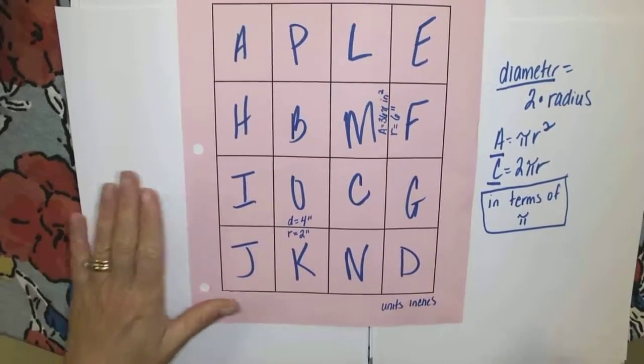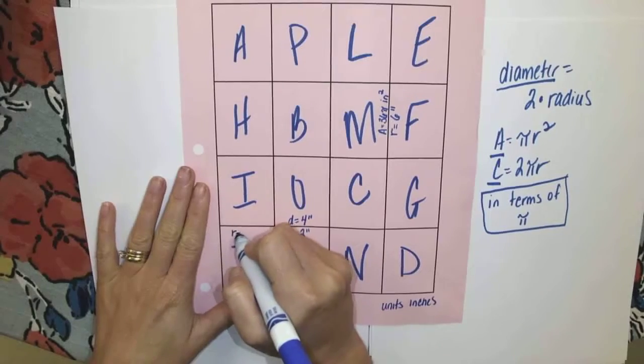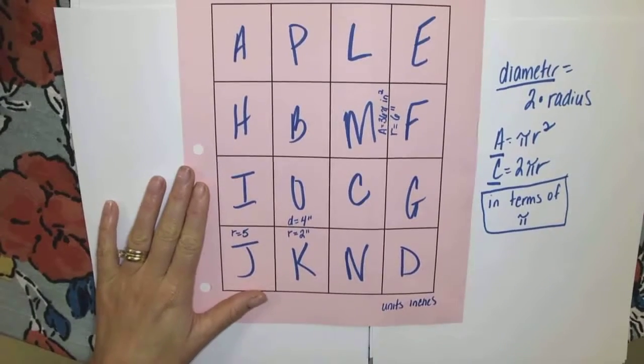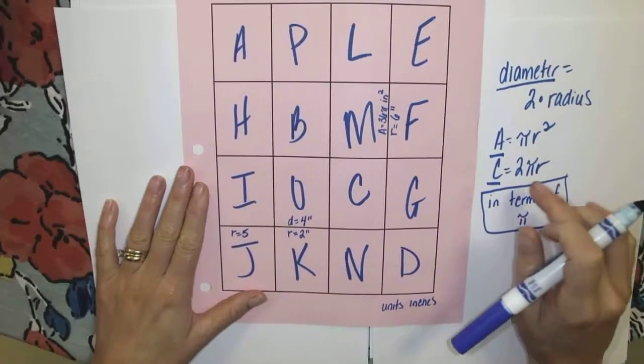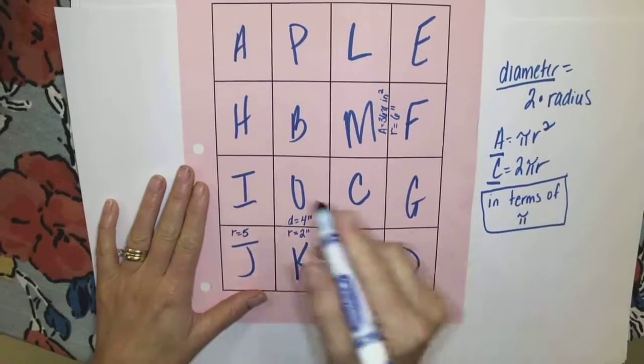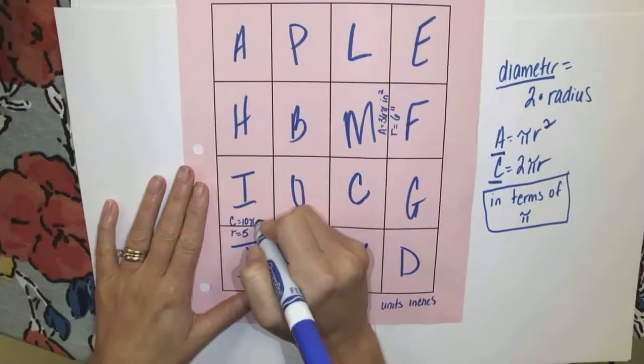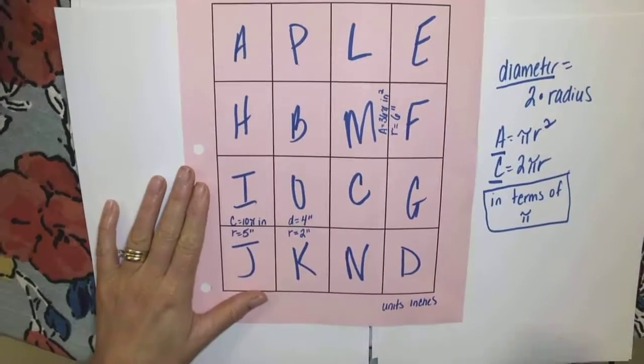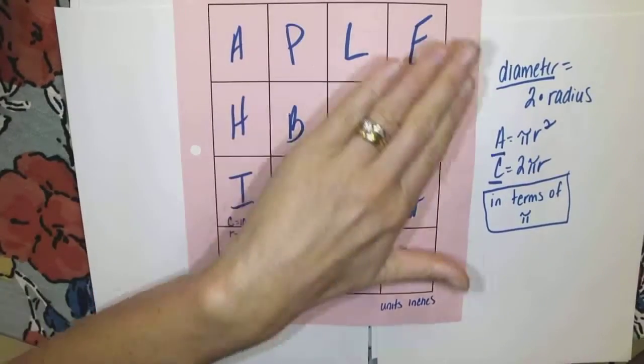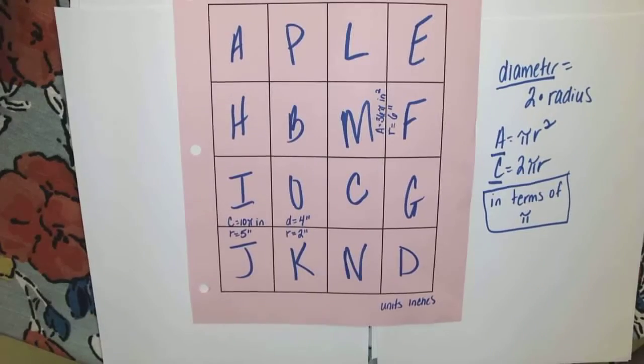All right, I'm going to do another one. Let's say the radius is 5. I'll put it on this edge, and now I will say the circumference. Let's see, I'm just going to go 2 times 5. So the circumference is 10 pi inches. And I'm just going to fill this in until I have every edge covered.